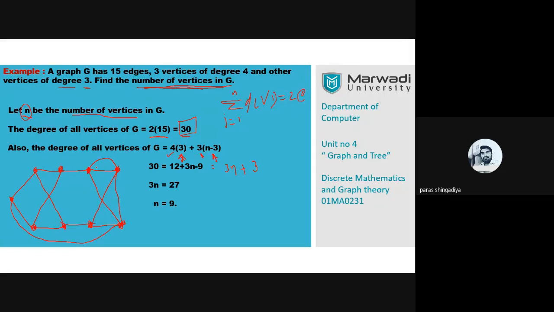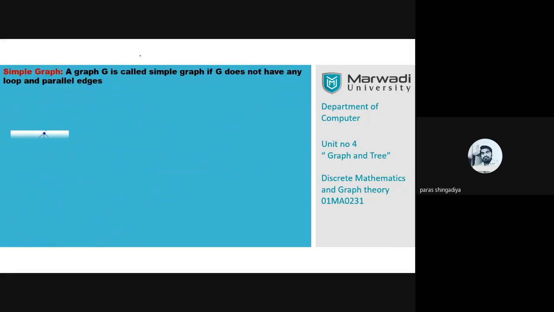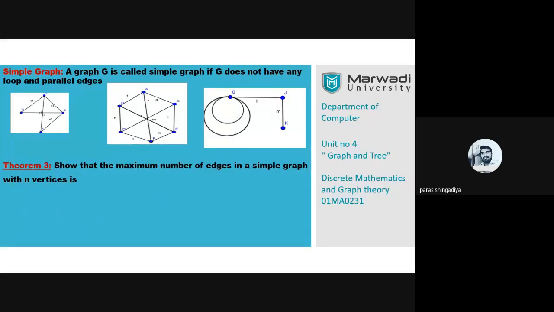Clear? And if we count the edges, the total edges will become 15. Clear? If we count the number of edges here, the edges will also be 15. 1 2 3 4 5 6 7 8 9, and then 10 11 12 and 13 14 and 15. Clear? There are 15 edges we are using. So that is one simple example. Now we'll discuss after that.